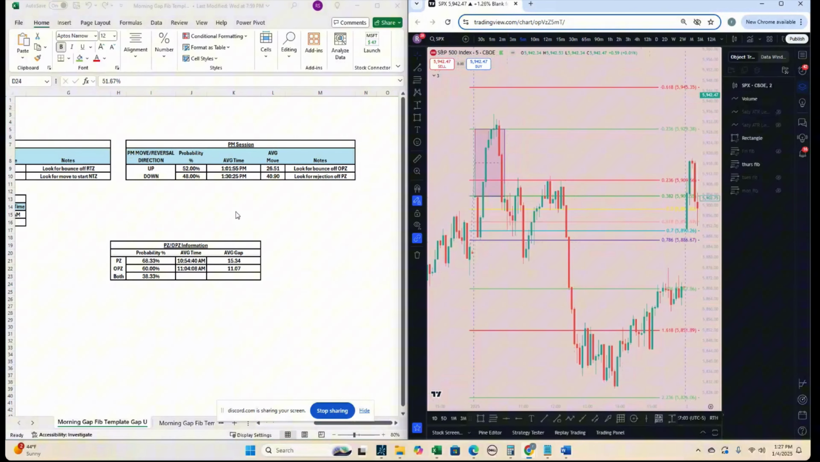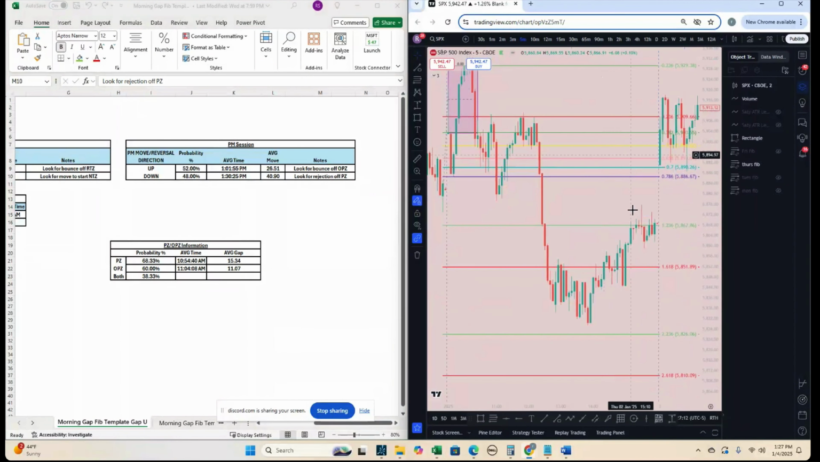If we were to go down, in the PM session it would typically happen off PZ up here. But remember, PZ, negative coefficients, OPZ. Any questions so far?